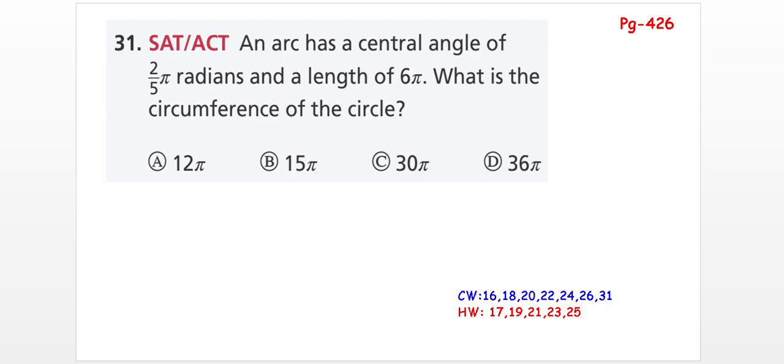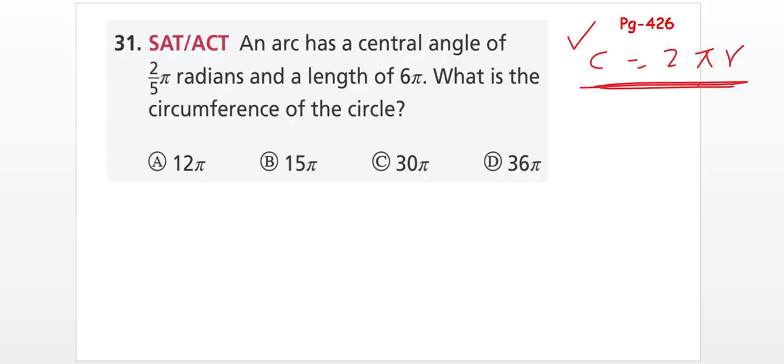They said an arc has a central angle of 2 over 5 pi radians and a length of 6 pi. What is the circumference of the circle? They want us to find the circumference of the circle. For finding the circumference, C equals 2 pi r. We need the radius. But in this question, they have not given us the radius. So it means your step one will be to find the value of the radius. Then you will put that value of the radius into this formula to find the value of the circumference. Clear?